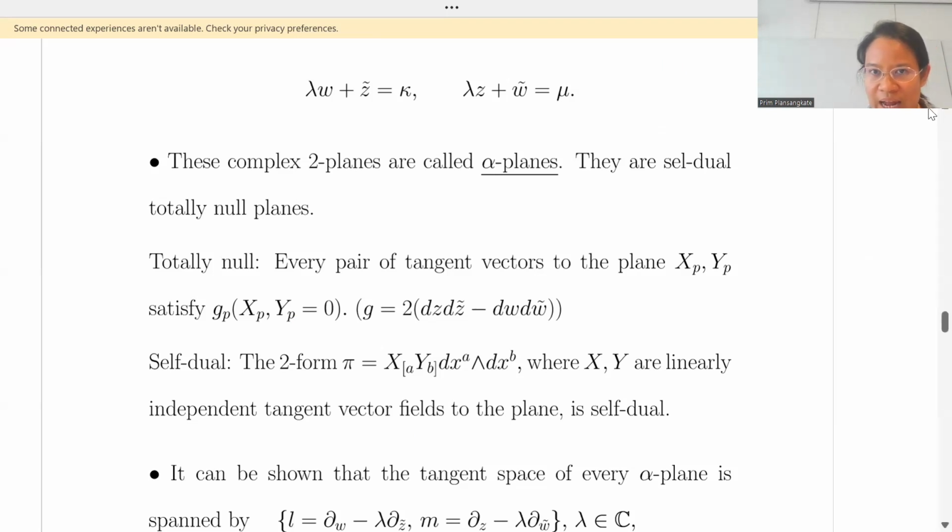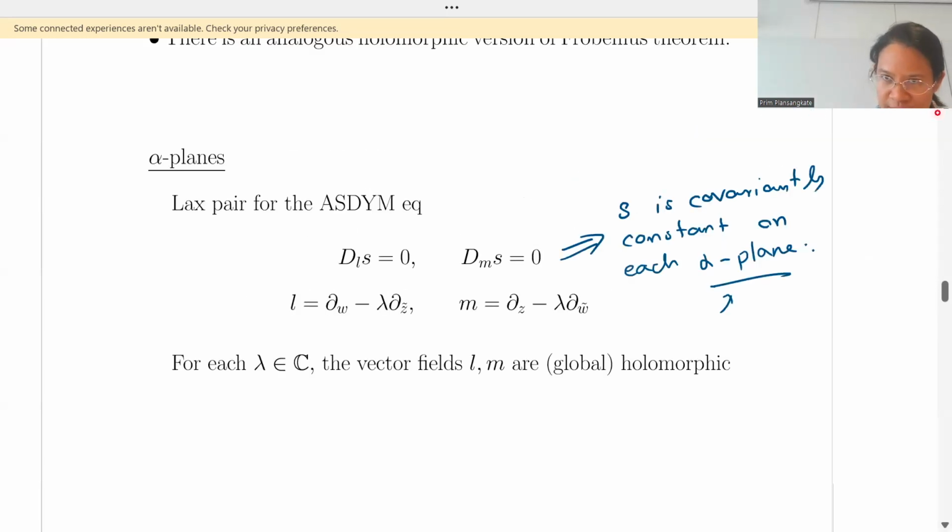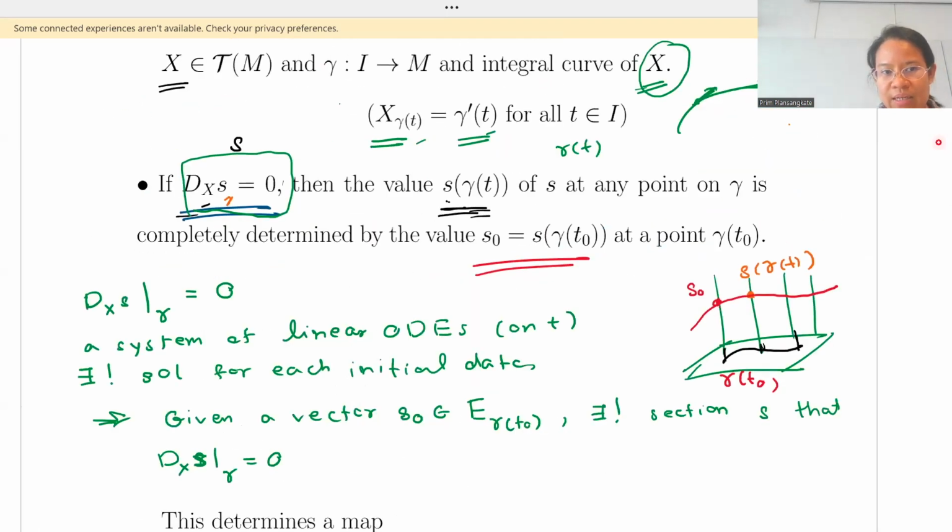So let me just say that the lax pair is an overdetermined system, and it is compatible if the connection is anti-self-dual, or a solution of the anti-self-dual Yang-Mills equations. Hence, if you have a solution to the anti-self-dual Yang-Mills equation, this is compatible, then there exists a covariantly constant section of the bundle on alpha planes. It's like what I showed you here, that in one dimension along a curve, the section is determined by just the value at a point.